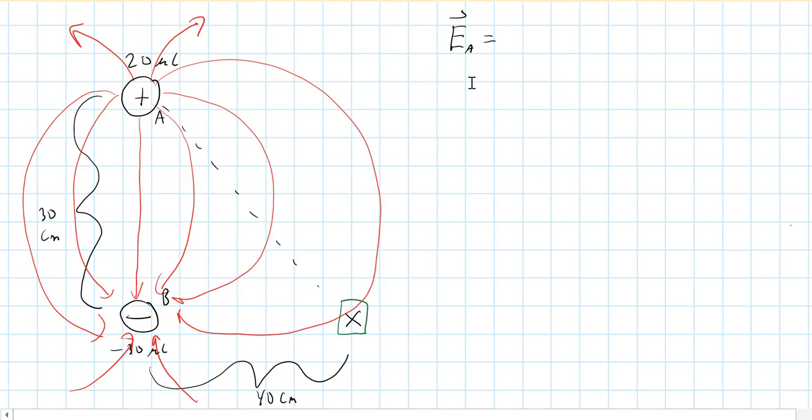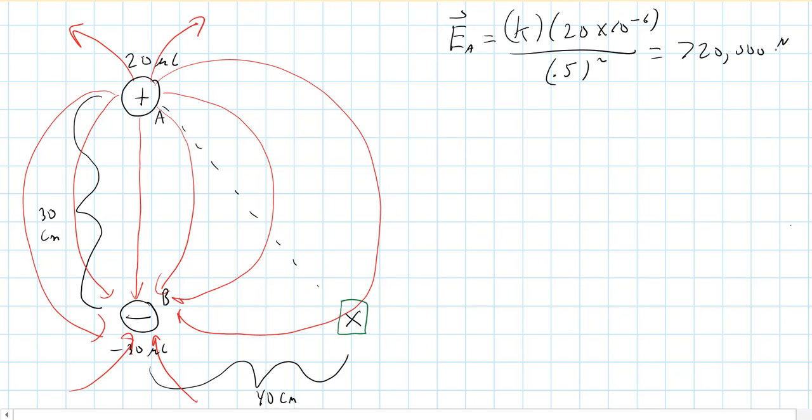Now the magnitude of the charge is 20 microcoulombs. So here's how you do this. You say K, which is 9 times 10 to the 9th, times 20 microcoulombs, so that's 20 times 10 to the negative 6th, over 0.5, our distance in meters, squared. If you do that, you get 720,000 newtons per coulomb. Now, we're going to have to eventually add vectors together because that field points down and right.